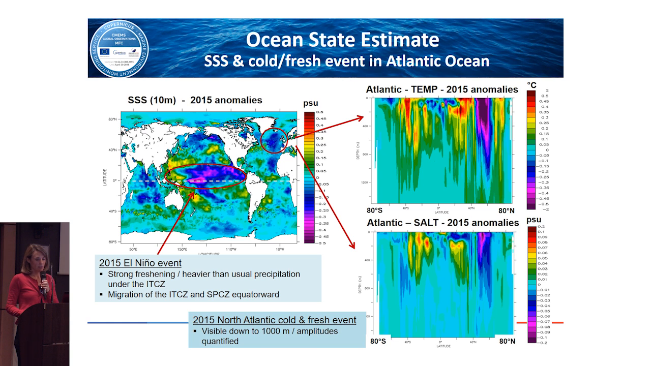And here you have the vertical structure, again a depth latitude section for the Atlantic Ocean of temperature anomalies and salinity anomalies. So we have here the fresh event, which is visible down to 800 meter depth, and it is also associated to a cold event in the North Atlantic Ocean during the year 2015. And this cold event is nicely described in the CMEMS Ocean State Report.